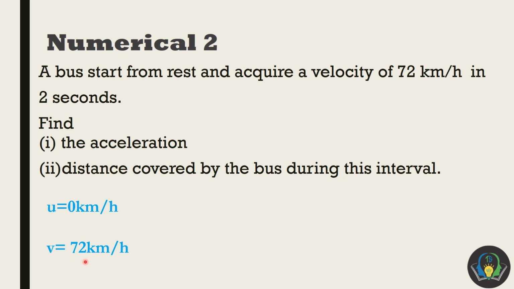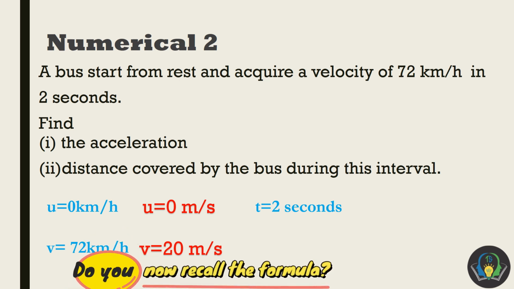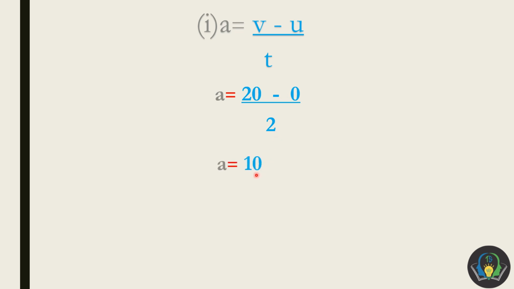Our v will be 72 km per hour and time is given as 2 seconds. We need to convert it into the standard units as we were doing in all the numericals. So let's convert it. U will remain as 0, V will be 20 meter per second and time is already 2 seconds. So finding acceleration again, v minus u upon t: 20 minus 0 upon 2, that will be 10. So acceleration is 10 meter per second square.